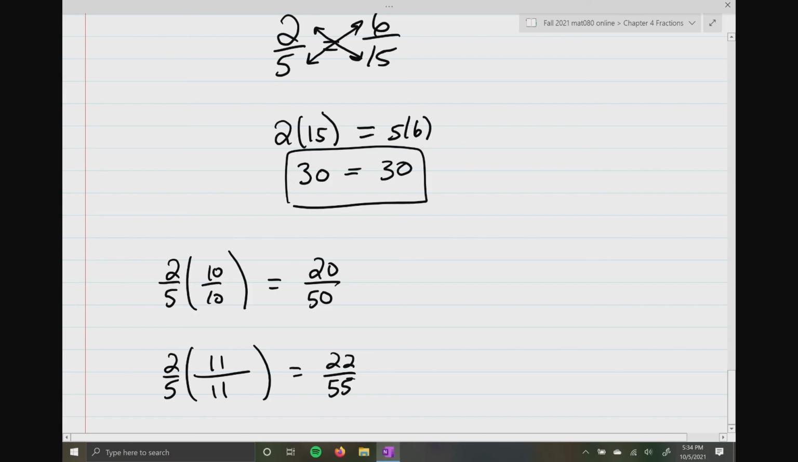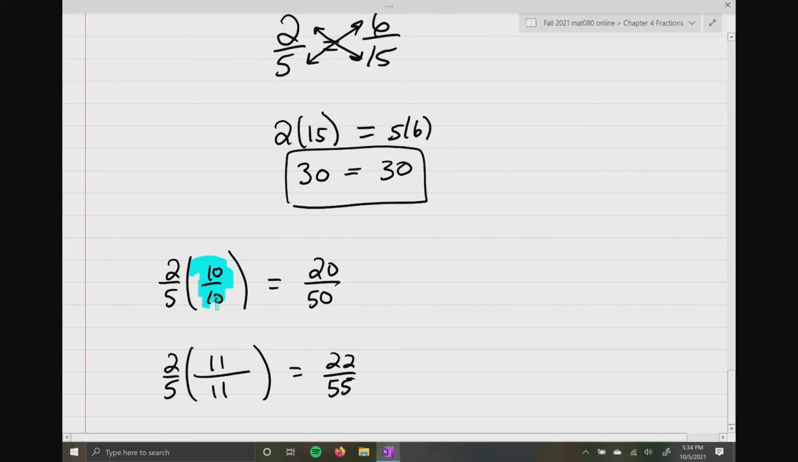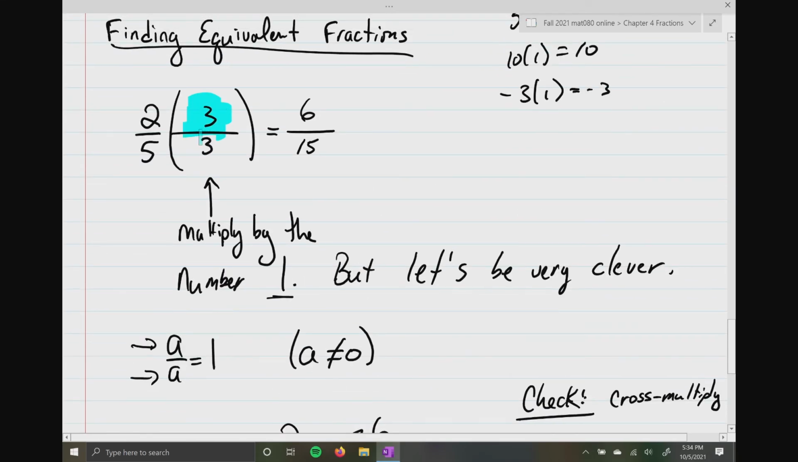They're equivalent fractions. How do I know? Because 10 over 10 is really the number 1, and 11 over 11 is really the number 1. Even up here, 3 over 3 is really the number 1. We are just being very clever on how we're writing that number 1.